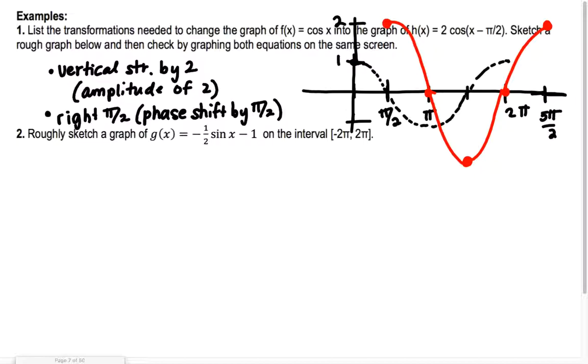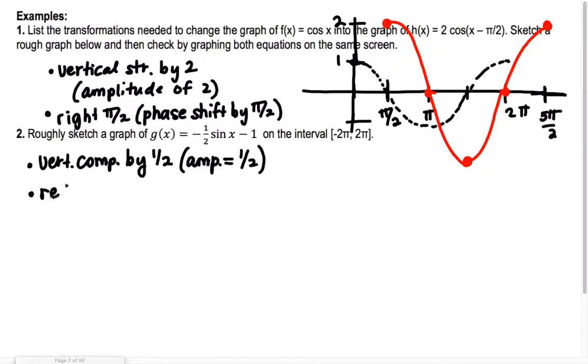If I have negative 1/2 sine of x minus 1, tell me what you know about this. How's it different than sine of x? Down by, what do you mean by down by? So vertical compression by 2. I'm going to say by 1/2. I'm going to have those y's, which means that my amplitude, pre-calc word, is equal to 1/2. I'd never say negative 1/2. It's always a positive value. What's the negative do? A reflection, right? So reflection over the x-axis. And then the minus 1? Down 1.